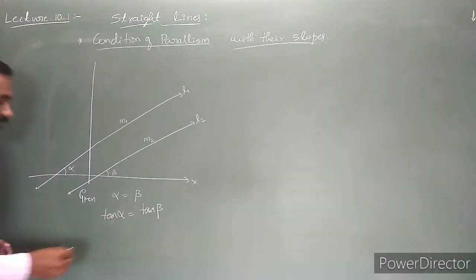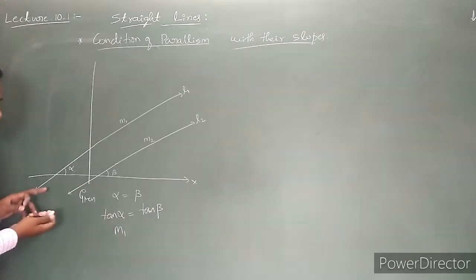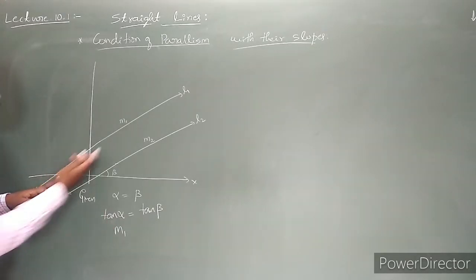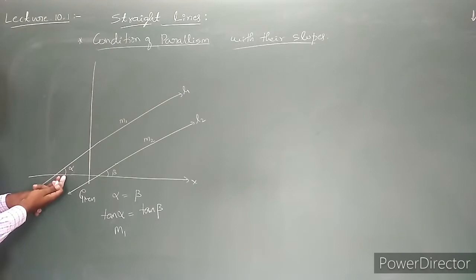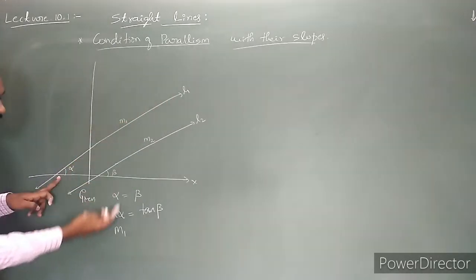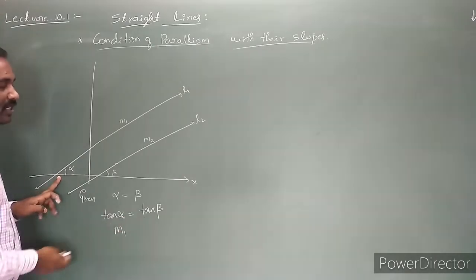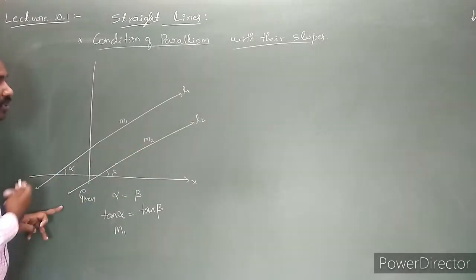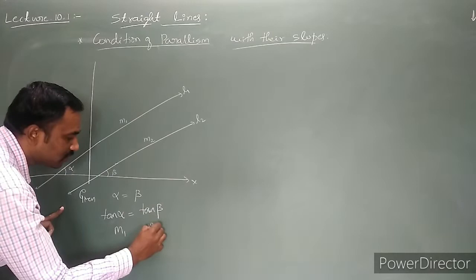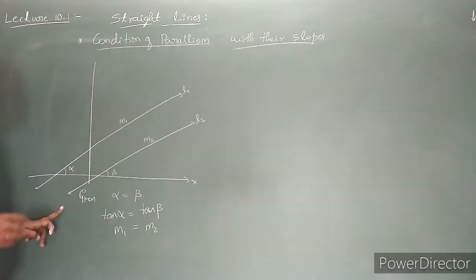What is tan alpha? Tan alpha is nothing but, can I say, M1? Because tan alpha is nothing but the slope of the line L1. The slope of the line L1 is nothing but M1. What is tan beta? Tan beta is nothing but the slope of the line L2. The slope of the line L2 is M2. Are you sure?